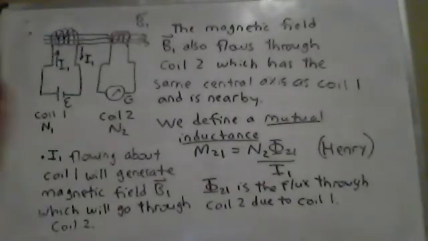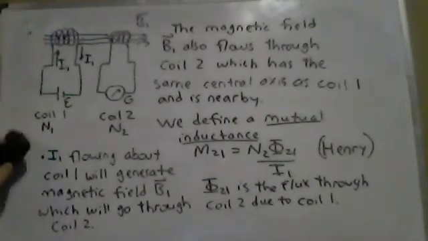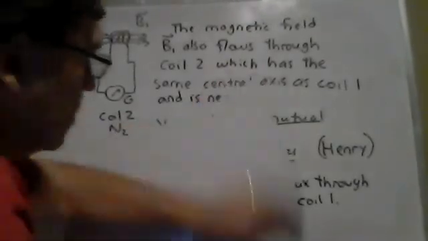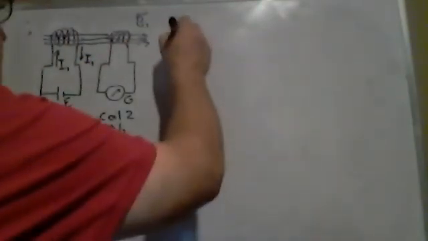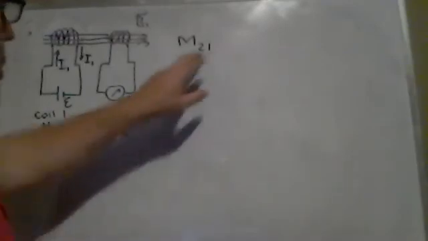Okay, now let's go one step further. We can say, okay, fine, we have this nice formula for the mutual inductance. So let me erase a lot of this and rewrite the mutual inductance formula. What did I say? I said that we have this mutual inductance M, which is basically N2 Φ21 over I1. So we're talking about coil 2 now because of what's going on in coil 1.